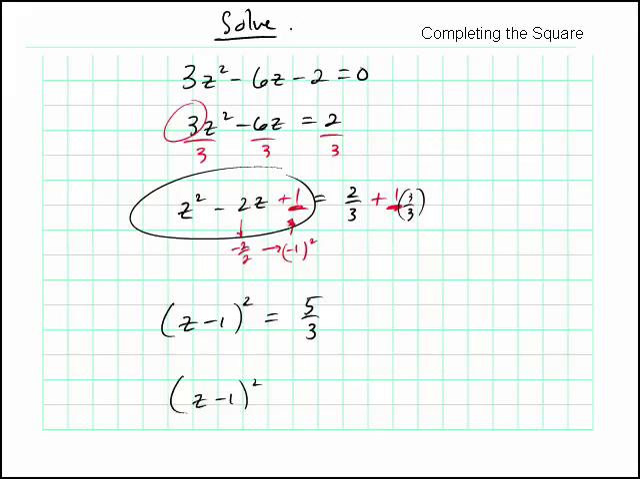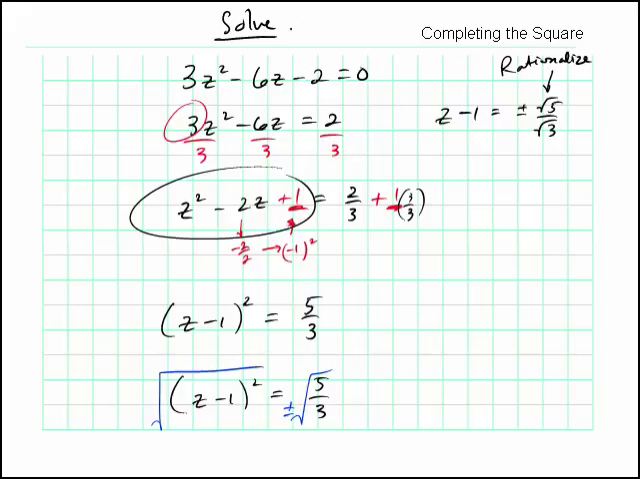I've completed the square. I can now take the square root of both sides of the equation. I end up with then z minus 1 on the left, and on the right side, square root 5 over square root 3. Remember to rationalize this radical. You don't want any radicals in the denominator. So I'm going to multiply square root 3 over square root 3, which gives me z minus 1 equals plus or minus square root 15 over 3.